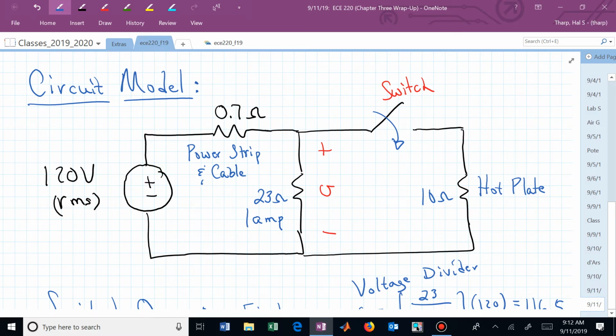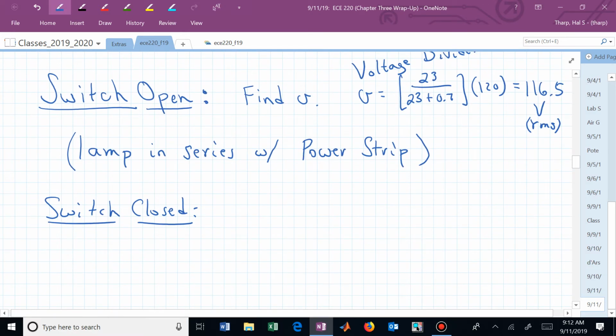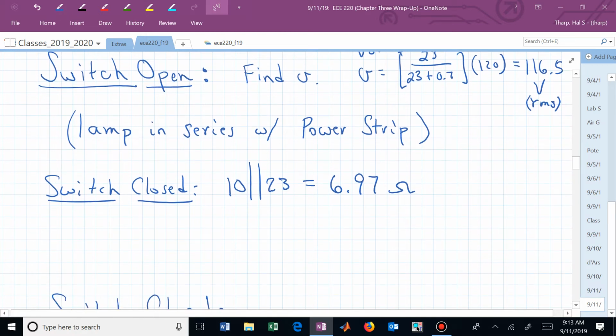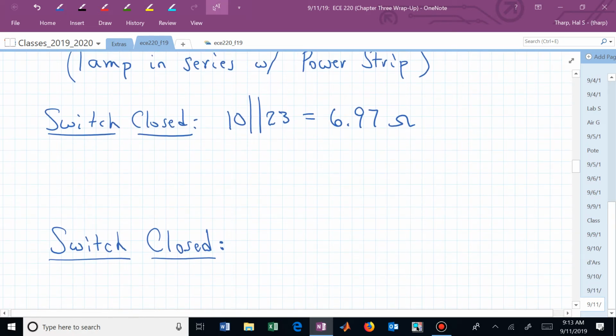With the switch closed, we now have 10 in parallel with 23. And you know how to compute that. The product of those two divided by their sum, you end up with 6.97 ohms. Whoa. Okay, well, I couldn't remember what all I'd included. Now we're ready to go.